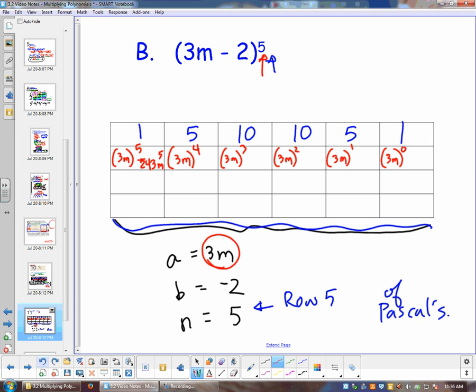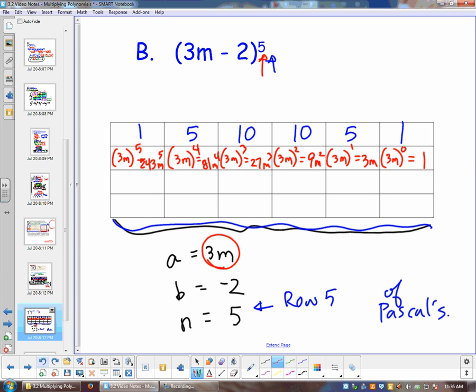I'm squeezing it in there. This one is going to be 81 m to the 4th. This next one is going to be 27 m to the 3rd. This next one is going to be 9m squared. And this next one is going to just be 3m. And last one, 3m raised to the 0 power. Anything raised to the 0 power is just 1. All right, so we've completed the second row.